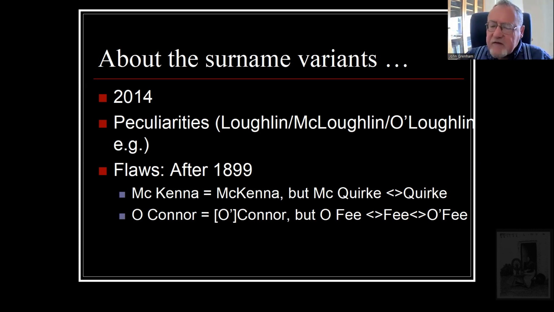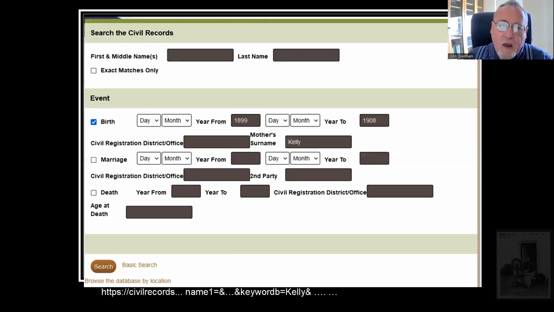This really applies almost entirely for records after 1899. But my approach at this point is any surname that could have a Mac or an O variant, search on all three of them, with the space, without the space, without the Mac, and without the O. Okay, that's as simple as that. You need to cover all bases. That's one of the reasons I wasn't finding things.